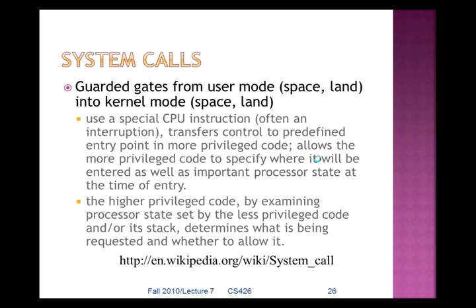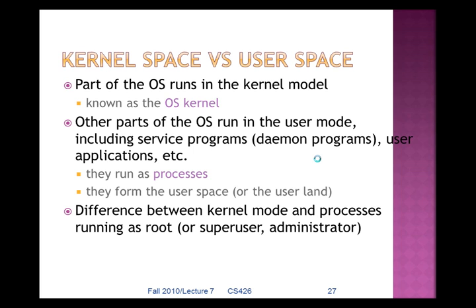What are the special CPU instructions? They transfer control to predefined entry points, and allow the privileged code to specify where it will be entered, as well as important processor state at the time of entry. So these are the benefits of using a system call for changing from user mode into kernel mode. The higher privilege code examines the processor state set by the less privileged code, determining what is being requested and whether to allow it. These are the responsibilities of the system call.